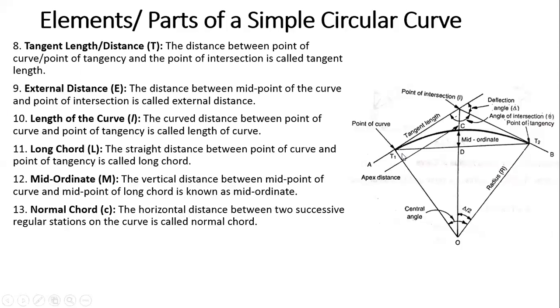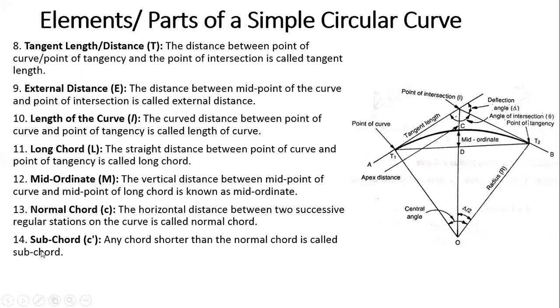If you are using a 30 meter tape, then it is always less than 30 meter. If it is 20 meter, then it is always less than 20 meter. So the first chord and the last chord here are always less than the tape length. Such chords are called your subchords, denoted by C dash. The first chord here and the last chord here, whose distance is always less than 20 meter or 30 meter, are called your subchords.